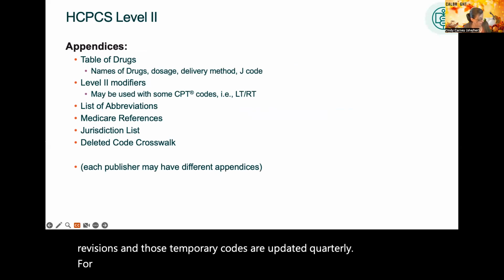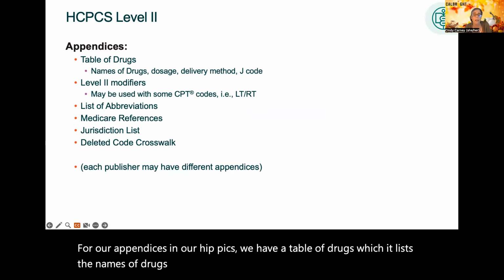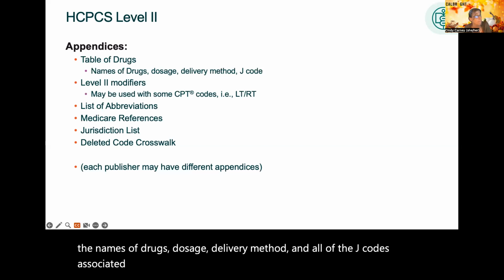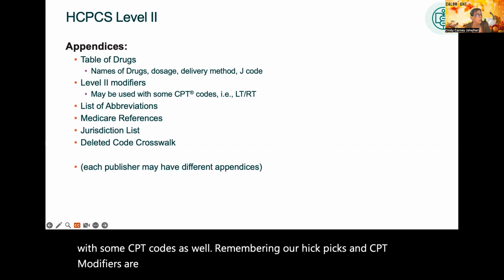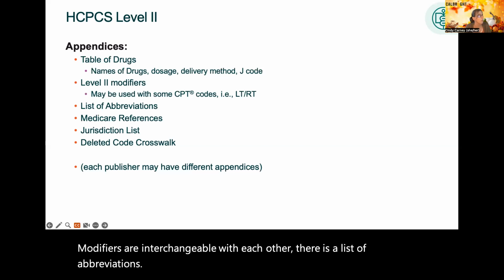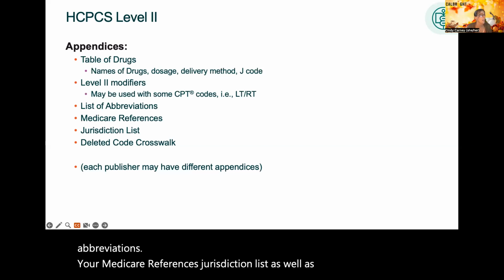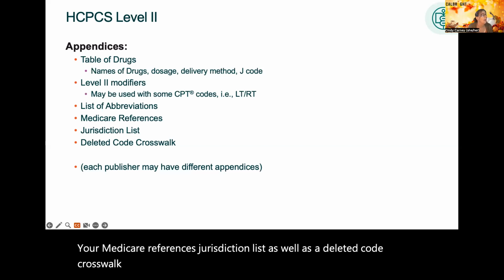For our appendices in our HCPCS, we have a table of drugs, which lists the names of drugs, dosage, delivery method, and all of the J codes associated with those, as well as our level 2 modifiers, which may be used with some CPT codes as well. Remembering our HCPCS and CPT modifiers are interchangeable with each other. There's a list of abbreviations, your Medicare references, jurisdiction list, as well as a deleted code crosswalk. And remembering each publisher may have different appendices.